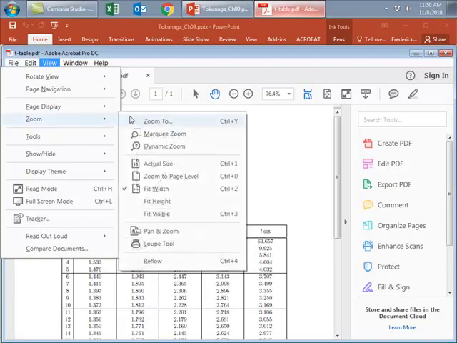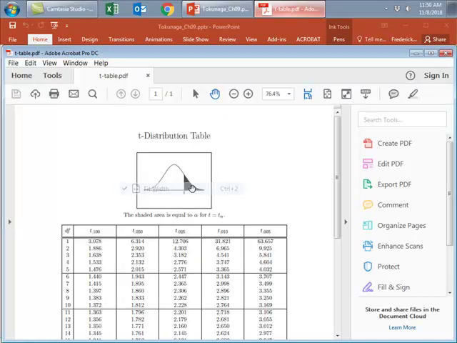Where's the button I want? There we go. Full screen.